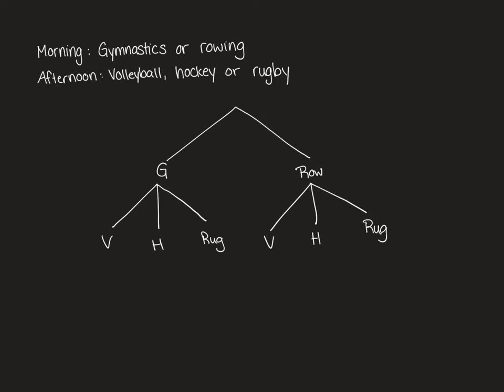So if we follow this through, she could choose to do gymnastics and volleyball, so that's one choice. Gymnastics and hockey, second choice. Gymnastics and rugby is a third choice. She could also choose to do rowing and volleyball, rowing and hockey, rowing and rugby. So all together, if we count up our final branches on the trees, there are 6. So there are 6 possible outcomes from these two events. That's the total number of choices.